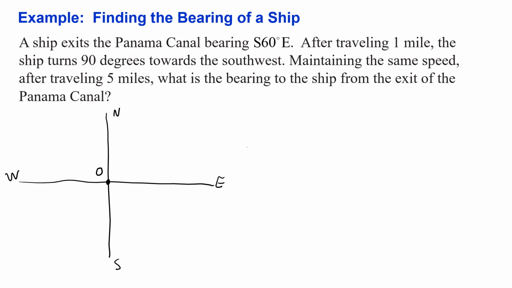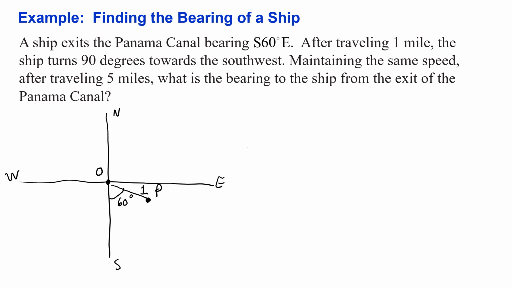We're going to draw a coordinate grid representing the directions of north, east, south, and west, and we'll put a point at the origin representing the exit of the Panama Canal. Now we draw a line segment in quadrant 4 representing the bearing of south 60 degrees east. I'm going to label the length of this line segment with the distance of 1 mile. I'm going to also label the angle between the line segment and the south line with a measure of 60 degrees.